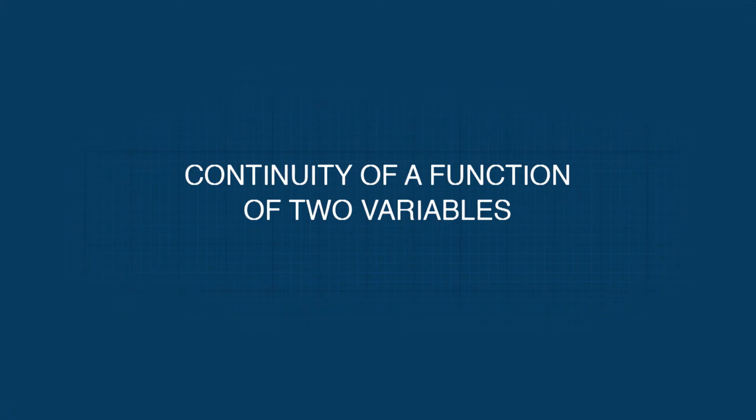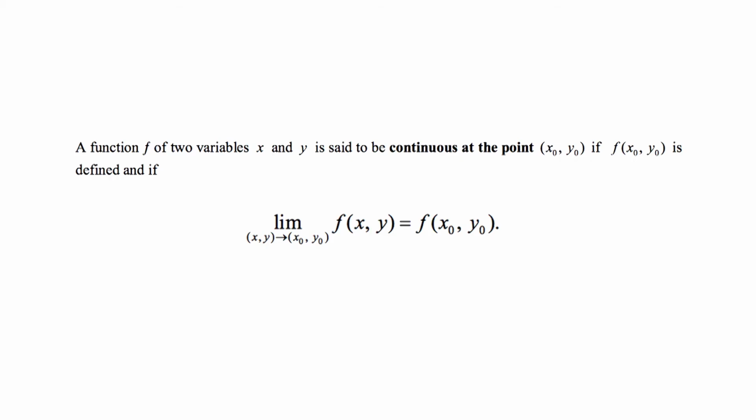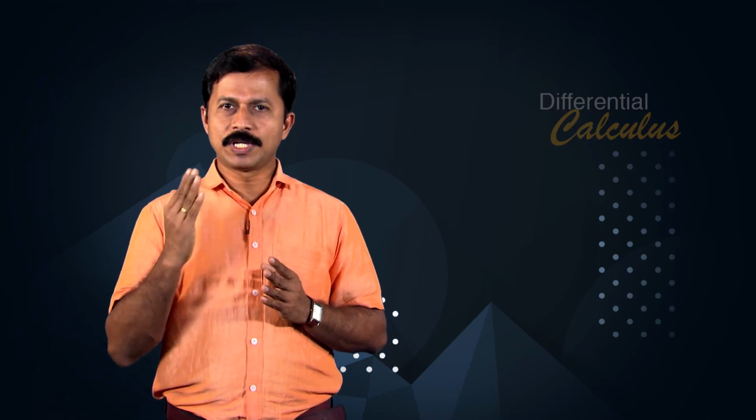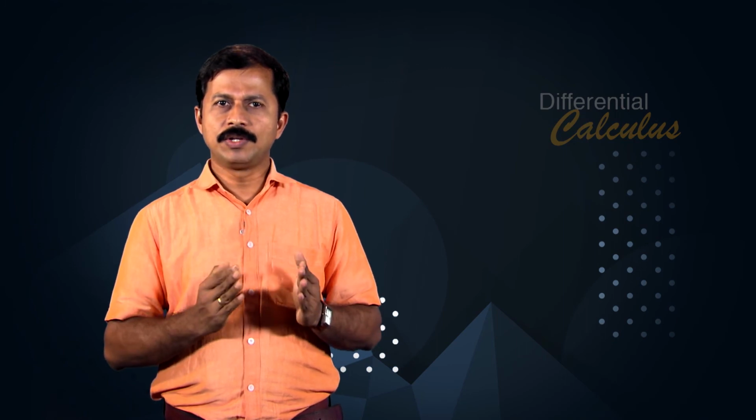We now discuss the continuity of a function of two variables. A function f of two variables x and y is said to be continuous at the point (x0, y0) if f(x0, y0) is defined and if the limit as (x, y) approaches (x0, y0) of f(x, y) is equal to f(x0, y0). A function f is said to be continuous if it is continuous at every point in the domain.